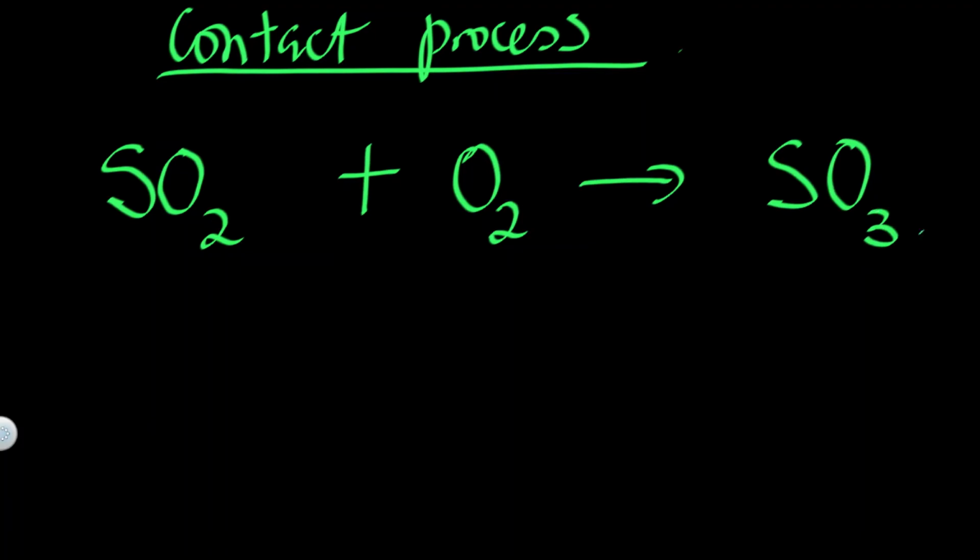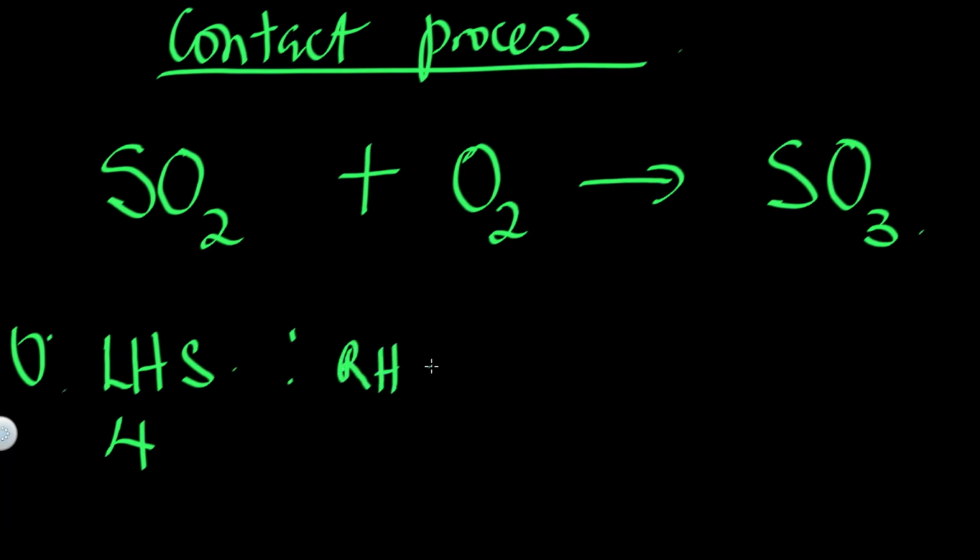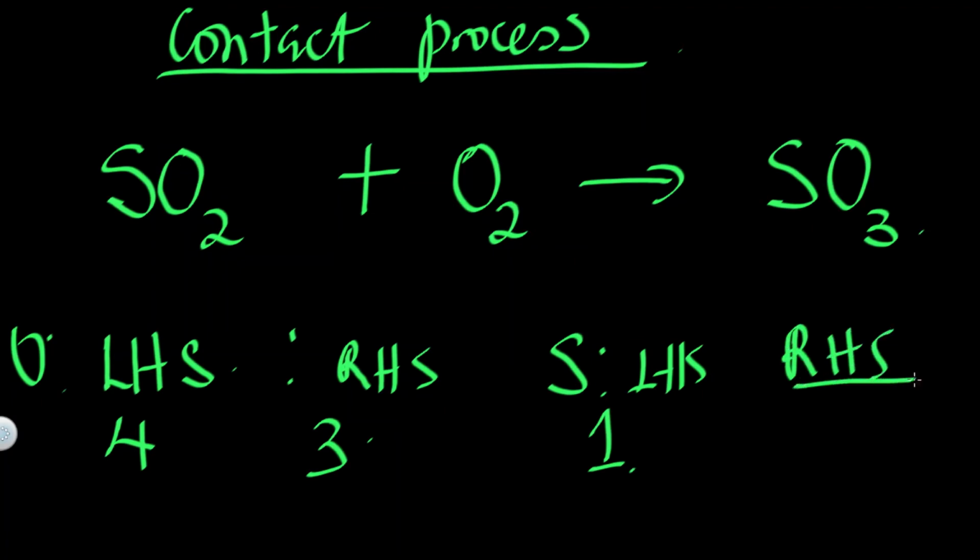Now we need to balance this reaction. Let us start by balancing oxygen. On the left hand side we have 2, 1, 2, so we have 4 on the LHS, and this is for oxygen. On the right hand side we have 3. Then if we go to sulfur, LHS we got 1, and RHS we also have 1.